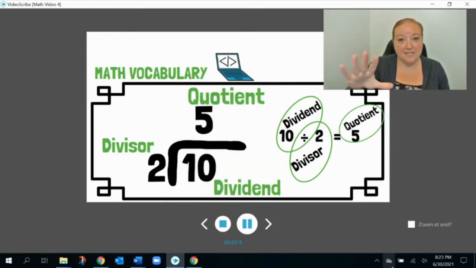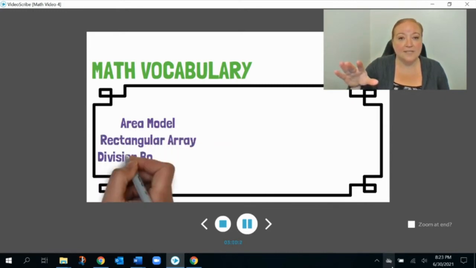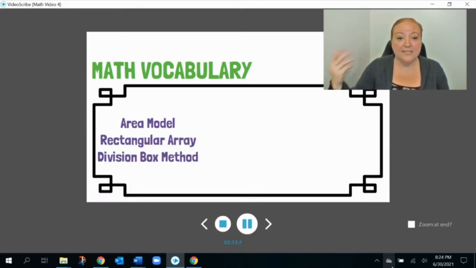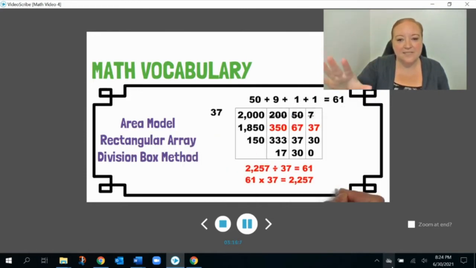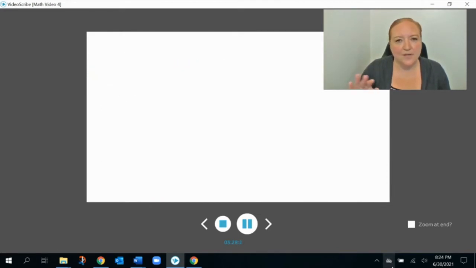So this you can take a screenshot of as well. It's also from last time we were together. So if you already have that screenshot, no worries. Now this new one is going to be showing us the area model, rectangular array, or division box method. And this is what it looks like. Now don't feel overwhelmed if you don't know what this is. It's okay. So take a quick screenshot or camera if you're on the TV, and we will go over it slowly. So no worries there.